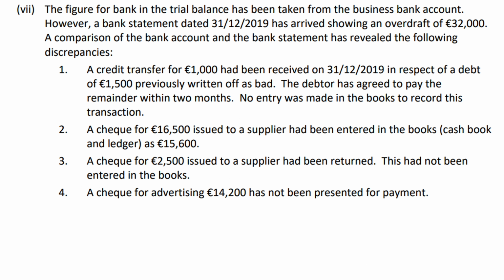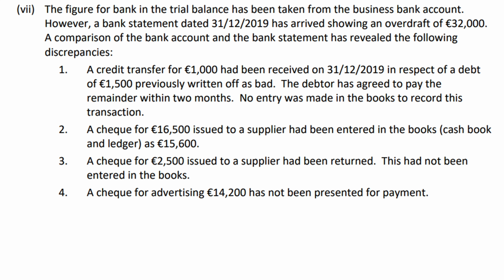However, a bank statement dated 31st of the 12th, 2019 has arrived showing an overdraft of €32,000. A comparison of the bank account and the bank statement has revealed the following discrepancies. So number 1, a credit transfer of €1,000 had been received on the 31st of the 12th, 2019 in respect of a debt of €1,500 previously written off as bad. The debtor has agreed to pay the remainder within 2 months. No entry was made in the books to record this transaction.